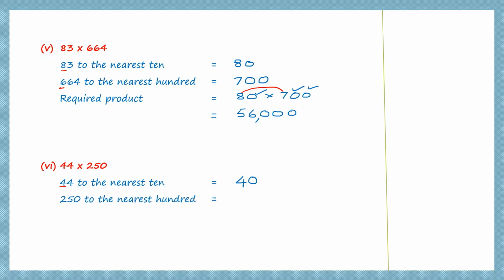250 to the nearest 100. Underline the digit in the hundreds place. To its right, we have 5. So 2 will now become 3, followed by 2 zeros. So 300. Now, the required product will be 40 into 300. So let's multiply 4 into 3. 4 threes are 12. And then let's count the zeros: 1, 2, 3. Add the zeros. So now your answer is 12,000, which is the required product.